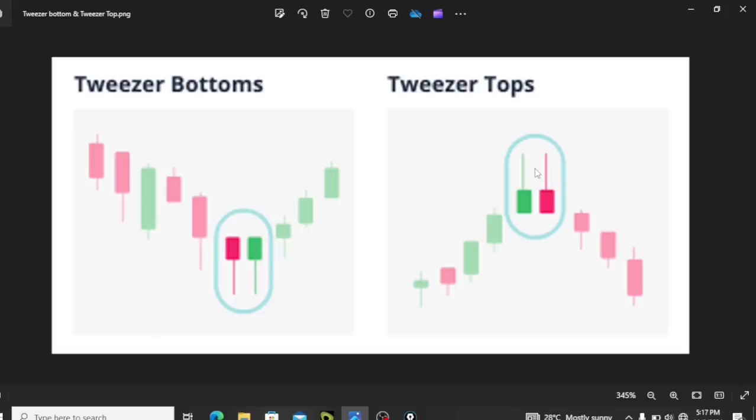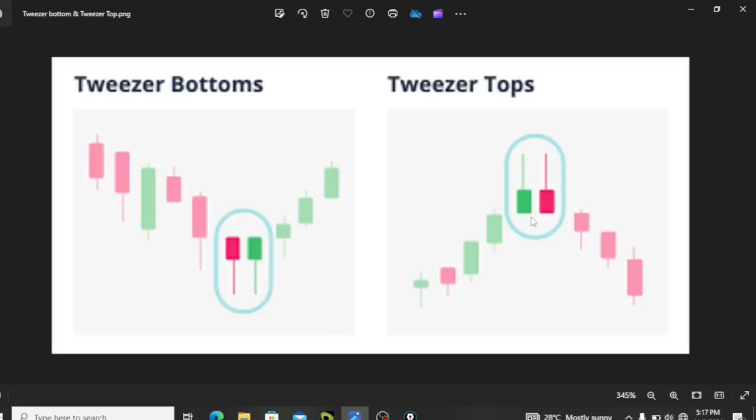But irrespective of whether it has the shadow or not, the bodies having equal length and size is enough for you to know that it is a tweezer top, and then a movement to the downside is expected. But from what we can see from this setup that you are looking at now, it is two bearish pin bars with two shadows. So both of them have a long wick, two of them like this.